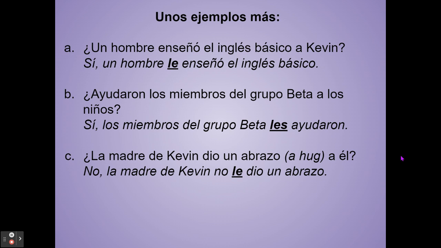For B: ¿ayudaron los miembros del Grupo Beta a los niños? Did the members of Grupo Beta help the children? A los niños being our original indirect object, replaced with the indirect object pronoun les. Sí, los miembros del Grupo Beta les ayudaron. Thus, yes, the members of Grupo Beta helped them. The reason why this would be les, even though we'd say them, is that they gave help to them, or provided them with help. So that's why we'd use les here. Ayudar is almost always going to take a les when you're talking about people, as opposed to a direct object pronoun.